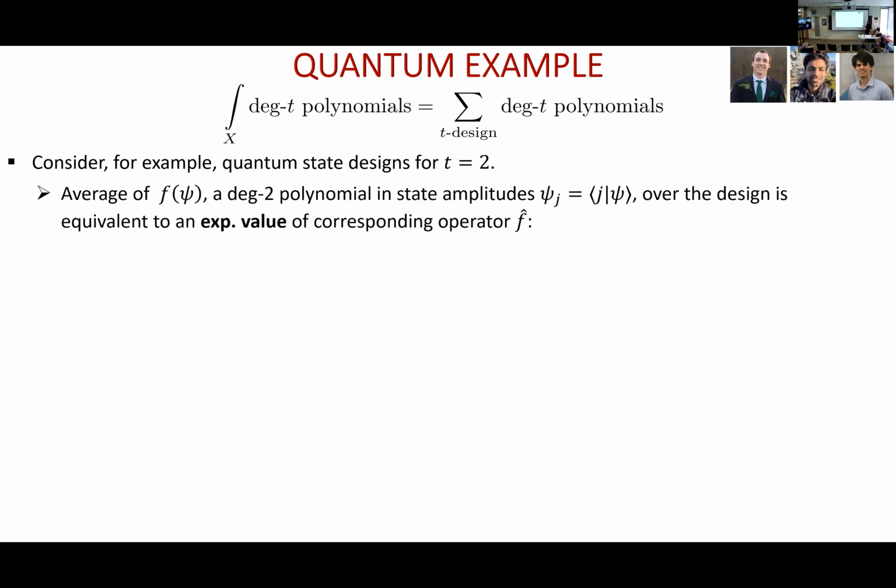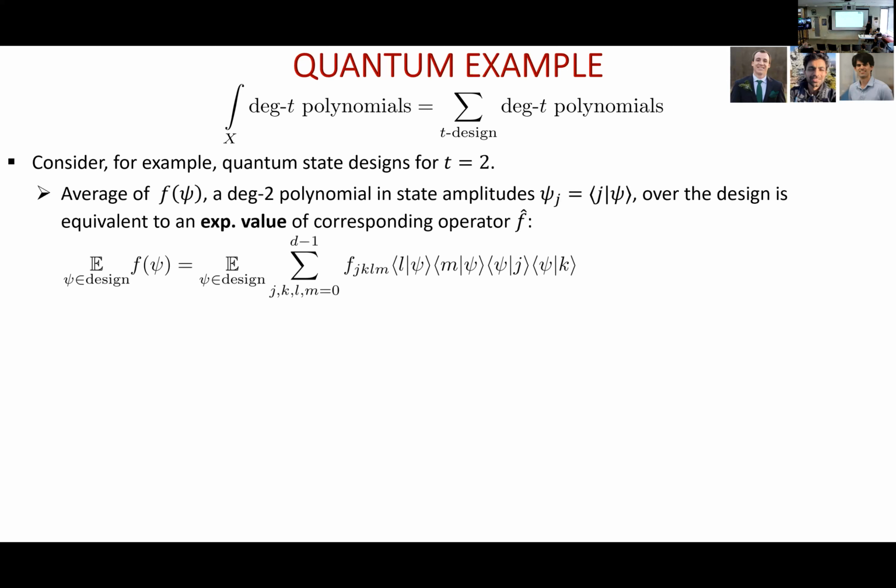And so what happens? Let's consider a polynomial in the amplitudes of a quantum state. These are our values, this is our x, y, z, w, and we have a function that's a degree 2 polynomial in all of these different variables. There's a lot of variables because you have a d-dimensional quantum state. And how does this work?